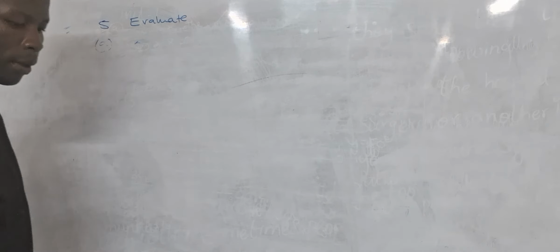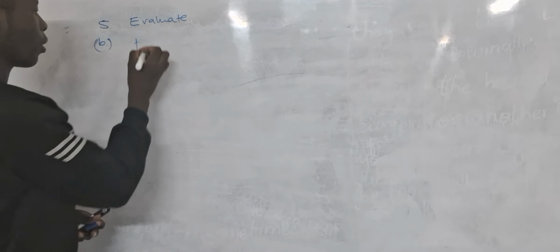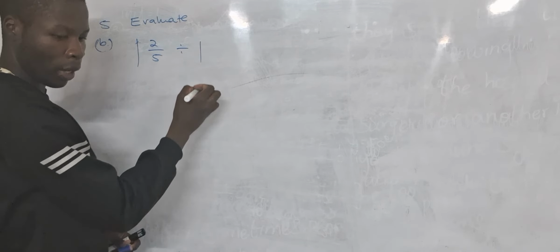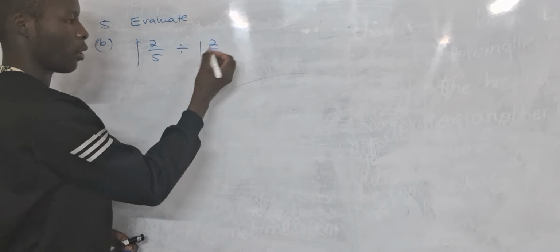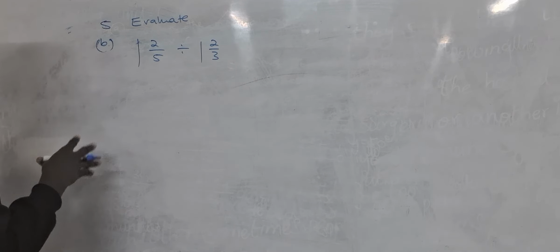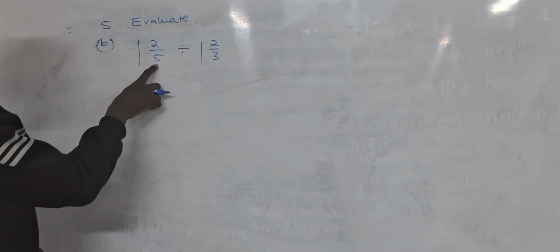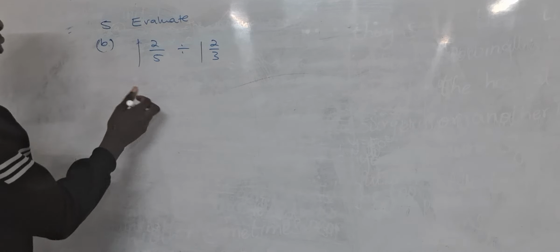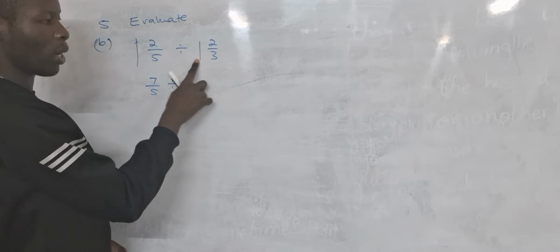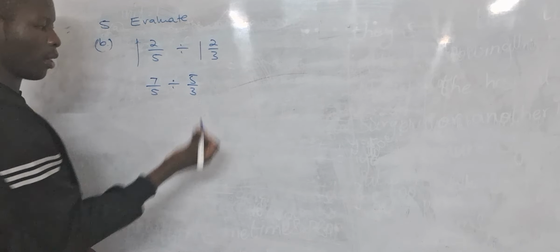Part B. This is 1 whole and 2 over 5 divided by 1 whole and 2 over 3. These are mixed fractions. You are supposed to divide these. The first thing, you convert this mixed fraction into an improper fraction. So 5 times 1 is 5, plus 2, you get 7 by 5, divided by, this is 3 times 1, which is 3, plus 2. What is the answer? This is 5 by 3.